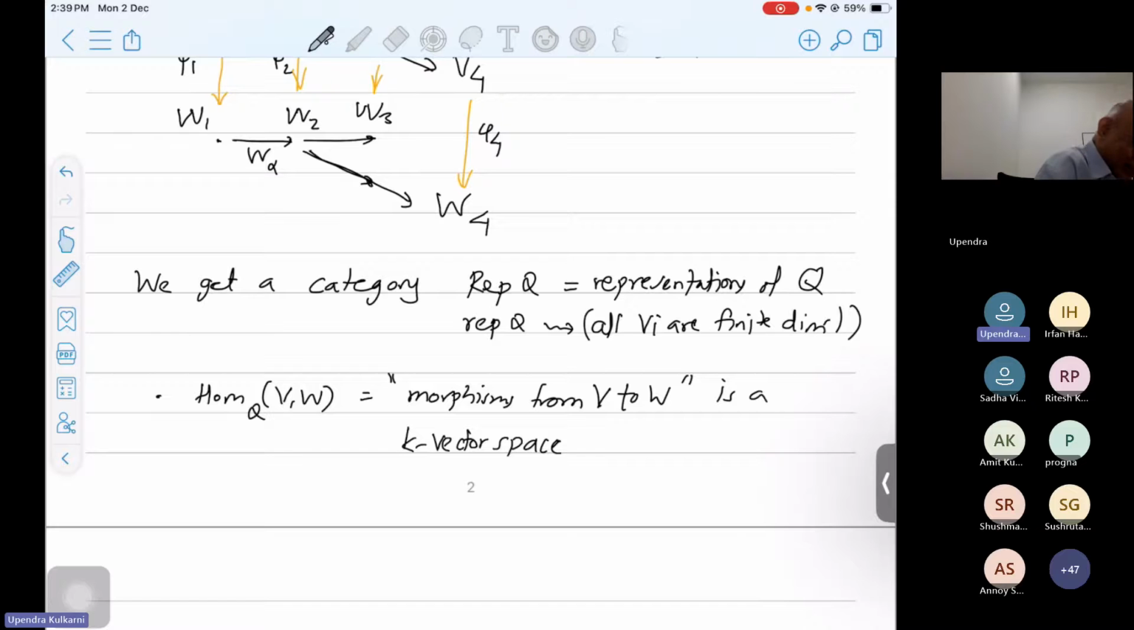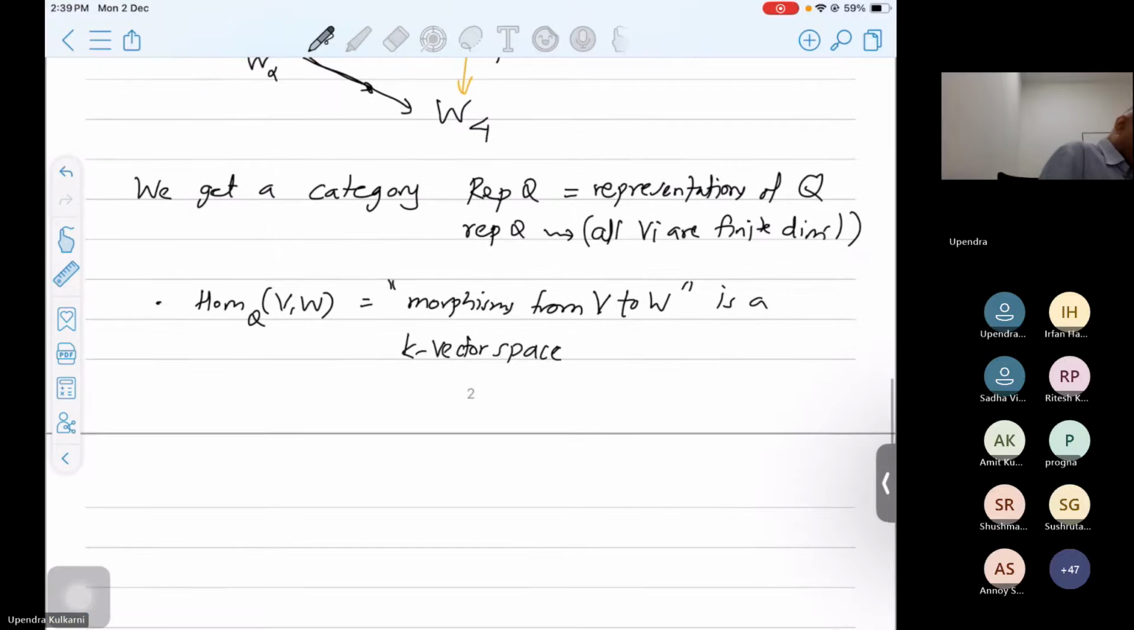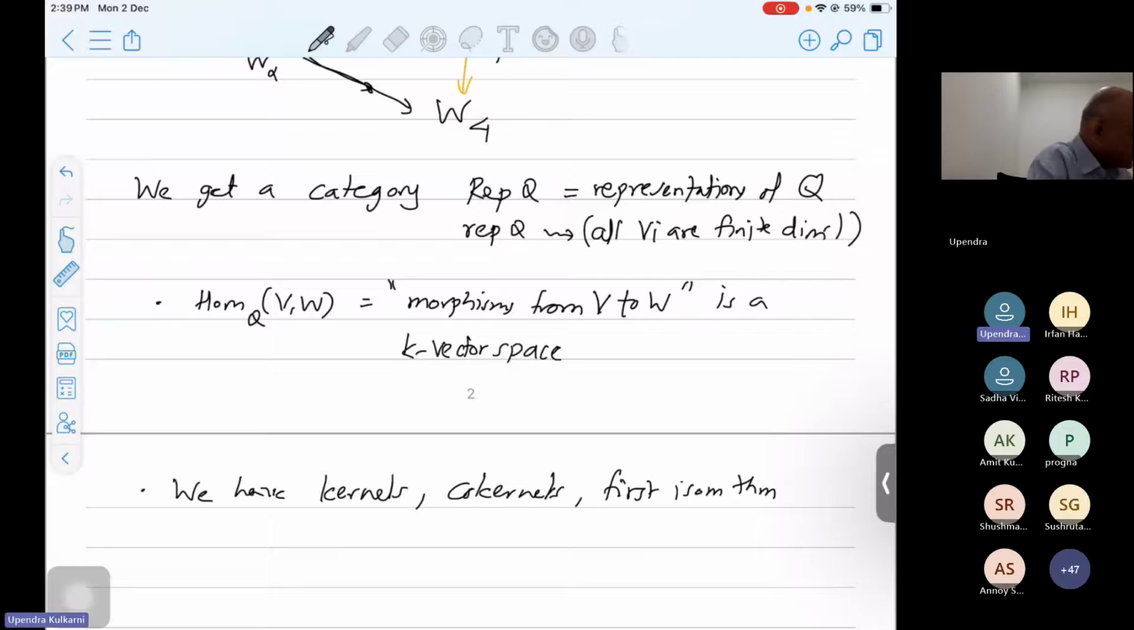So morphisms form a K vector space, just by pointwise addition and scaling. And in this category, we have kernels, co-kernels, the first isomorphism theorem. So what does that mean? If I have a map from V to W, which is phi.